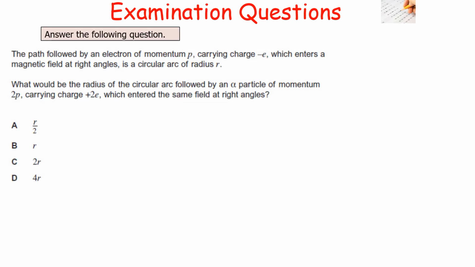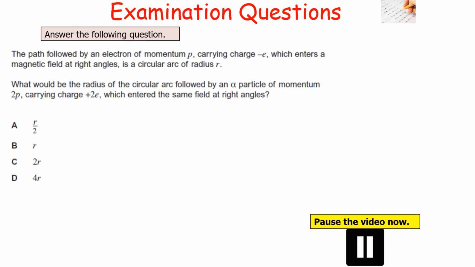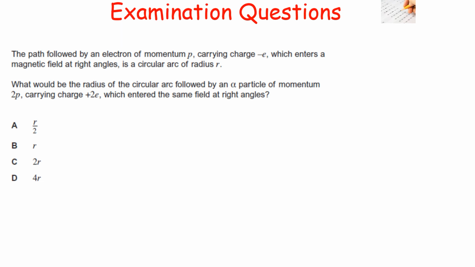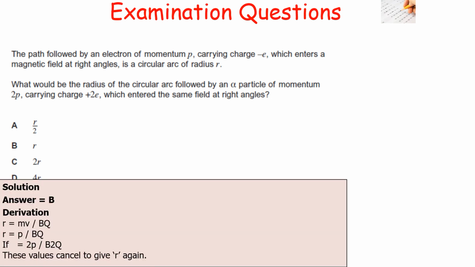The next question says, the path followed by an electron of momentum p carrying charge minus e, which enters a magnetic field at right angles, is a circular arc of radius r. What would be the radius of the circular arc followed by an alpha particle of momentum 2p carrying a charge of plus 2e when entering the field at right angles? So pause the video now, then unpause the video when you want to go through your answer. Right, our answer here is going to be B.